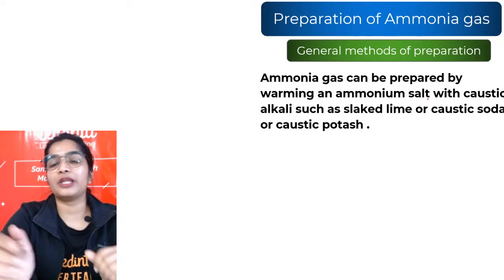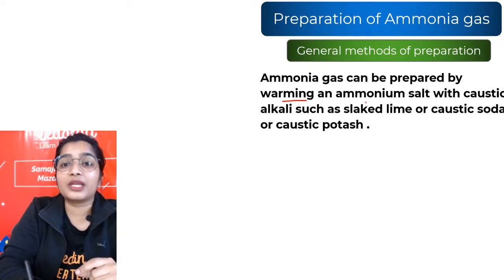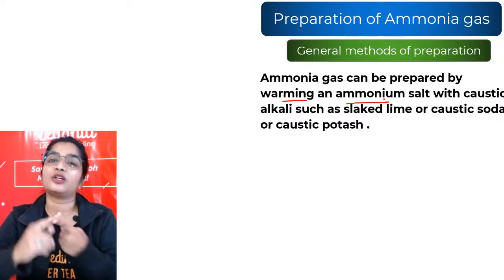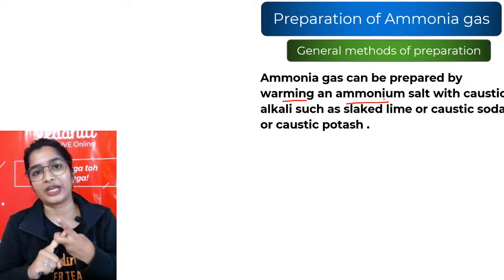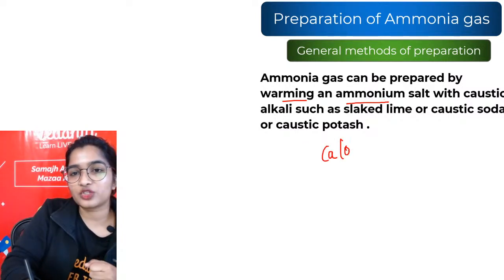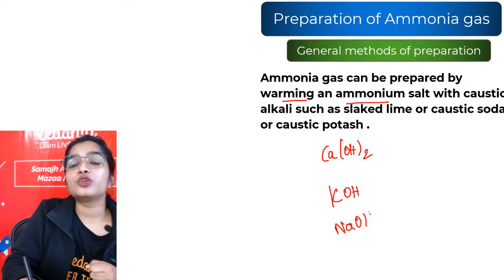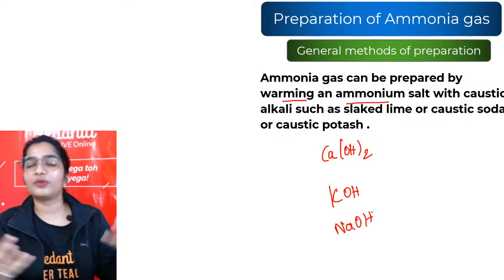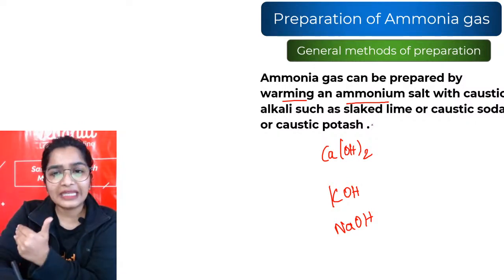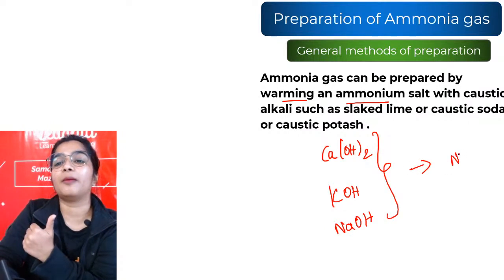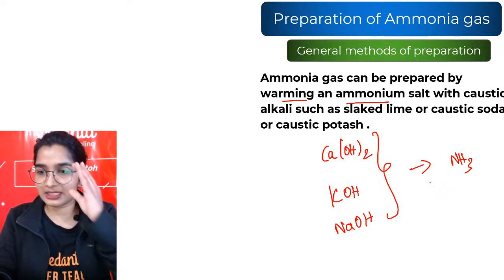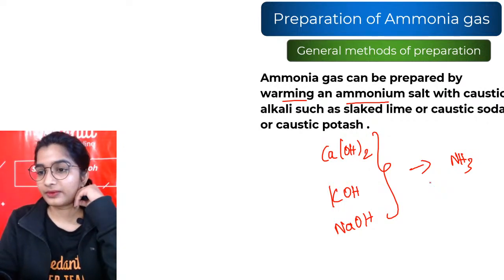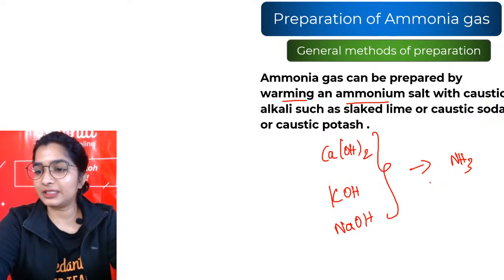So, general methods of preparation: ammonia gas can be prepared by warming an ammonium salt with a caustic alkali, that is, maybe slaked lime, caustic soda or caustic potash. So you can take either Ca(OH)2 or KOH or NaOH. If you take any ammonium salt and warm it with any of these, you will end up getting ammonia. Can you guess the other products?